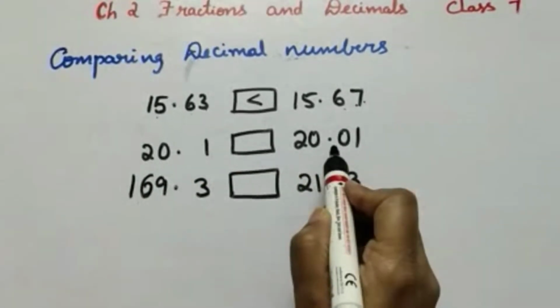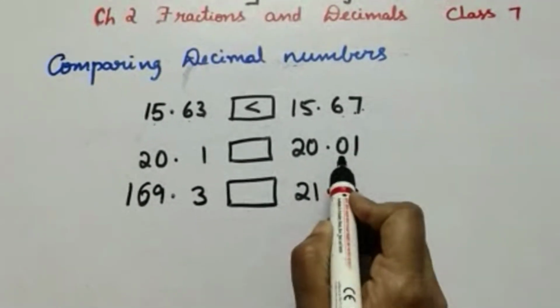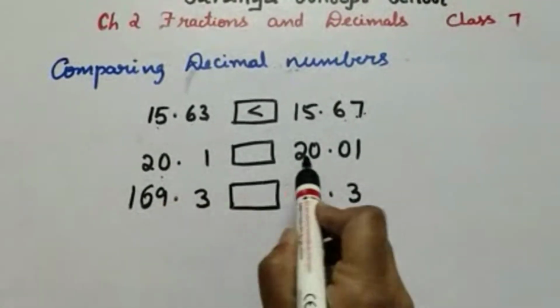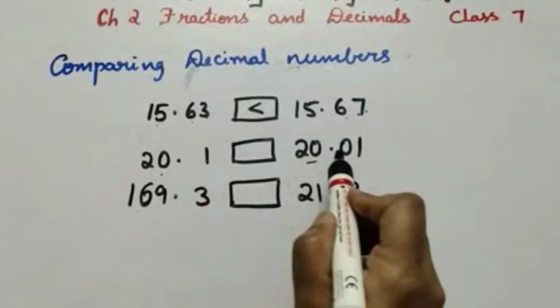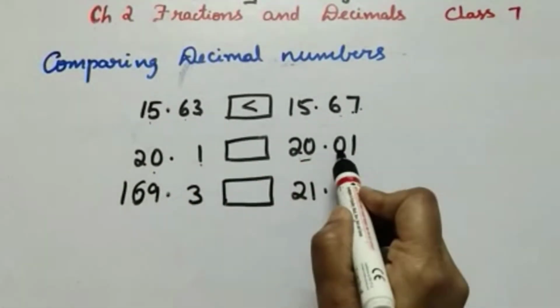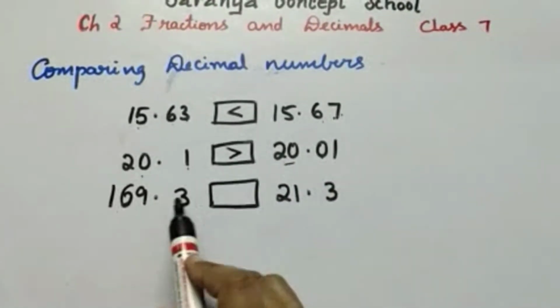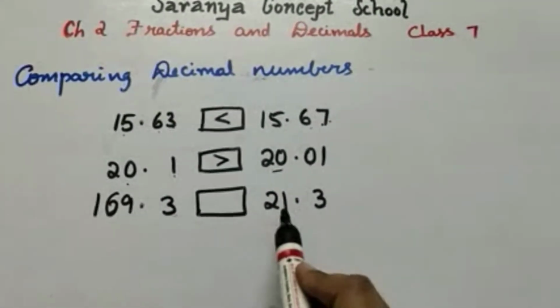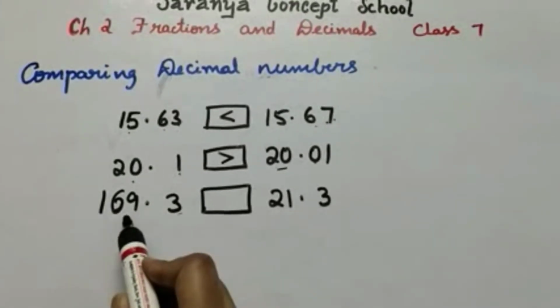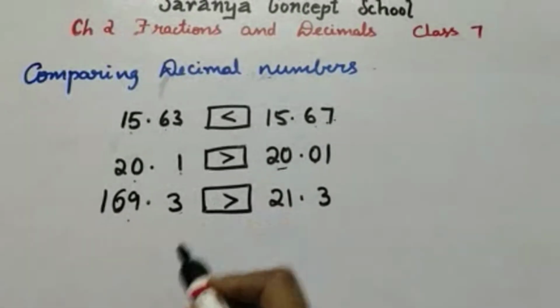Now compare this 20.1 and 20.01. As these two are the same on the left side, on the right side you compare: is 1 greater or is 0 greater? 1. So this is greater. 169.3 and 21.3: as 169 is greater, so this is greater.